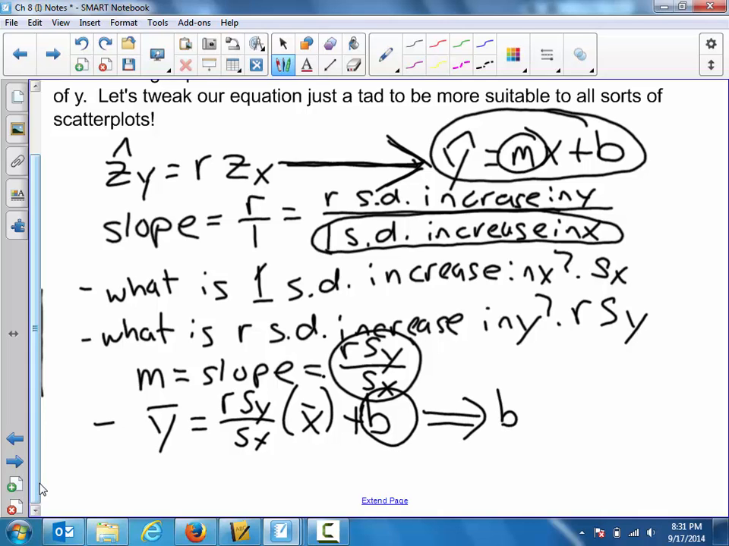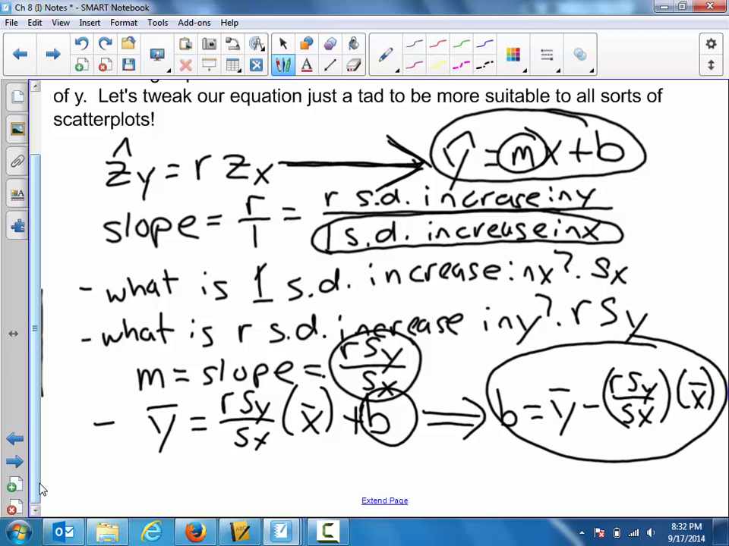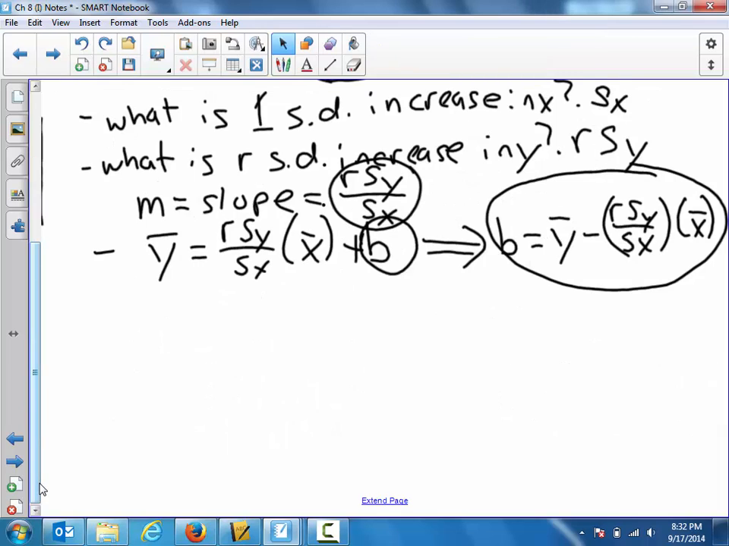So when we solve this equation for b, for the y-intercept, we get the following. Our y-intercept has got to be the mean of y minus our slope, r times the standard deviation of y over the standard deviation of x, multiplied by the mean of x. Okay, so there you go. We have found all that we need now to be able to build a linear model through any scatter plot. Okay, before we go on here, notes about this linear model.